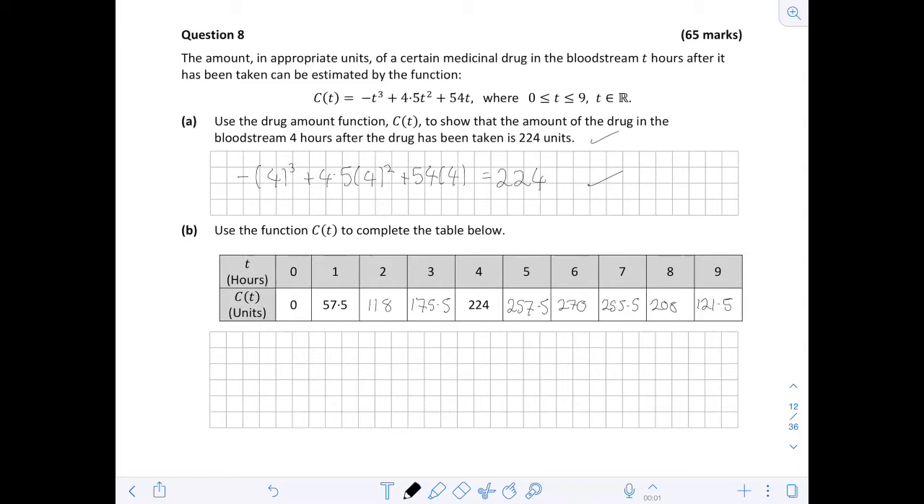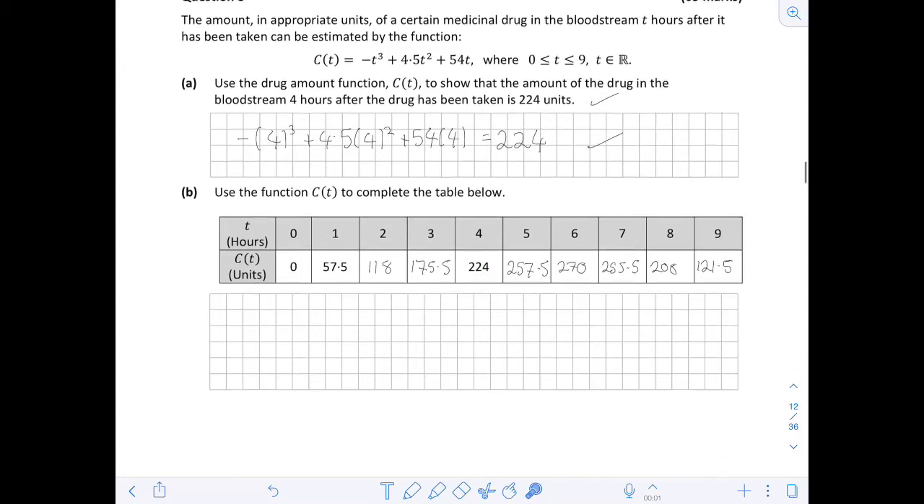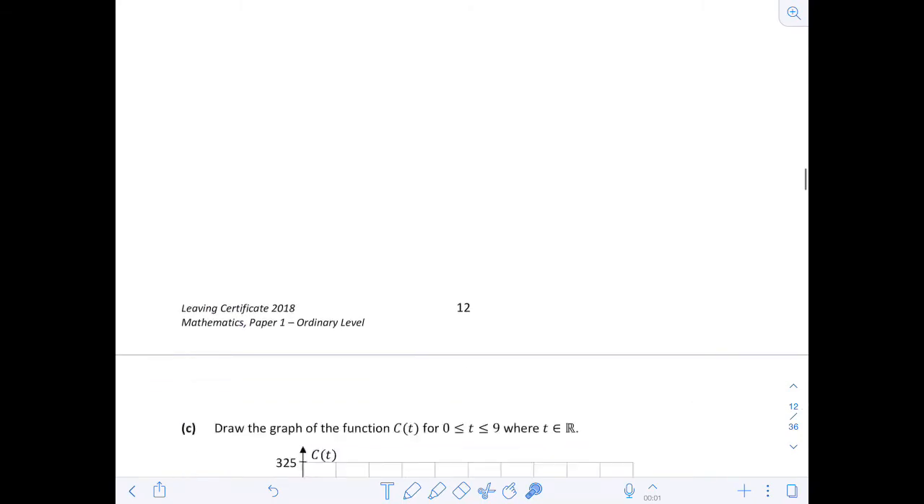I would ordinarily have to do that again just to make sure my answers were correct. However, because they gave us some values in here, I can be pretty certain that the other ones were correct when I saw these values coming up on my own calculator. Okay, so what's then part C?